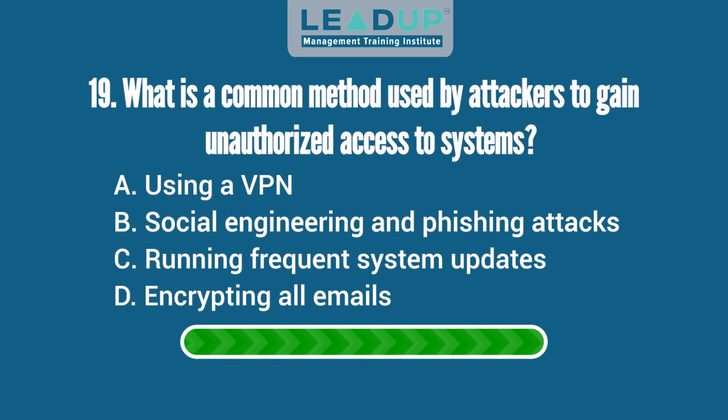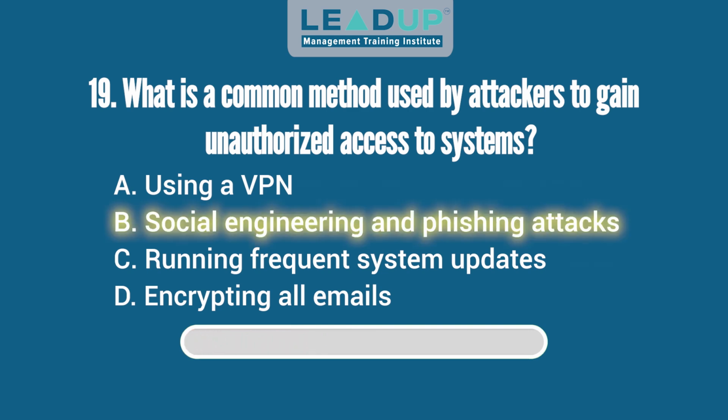Question 19. What is a common method used by attackers to gain unauthorized access to systems? A. Using a VPN. B. Social engineering and phishing attacks. C. Running frequent system updates. And D. Encrypting all emails. Answer: social engineering and phishing attacks.